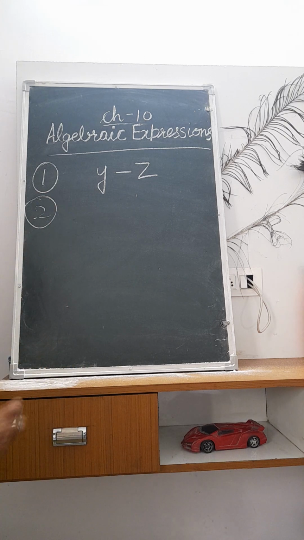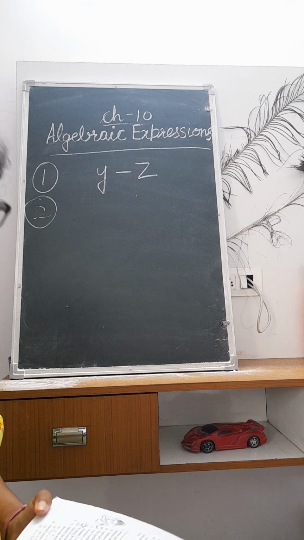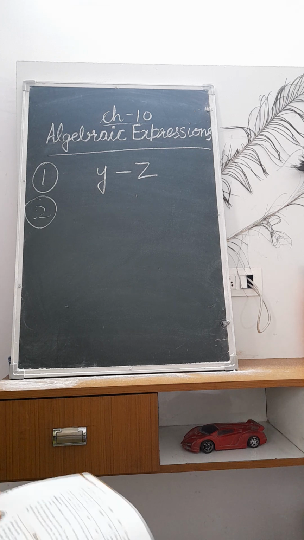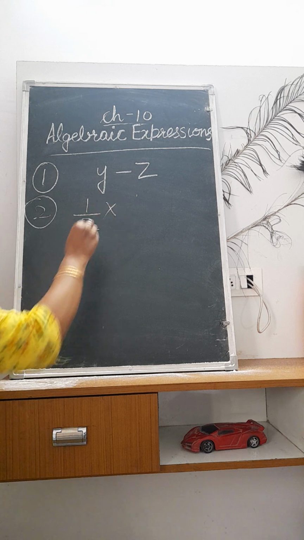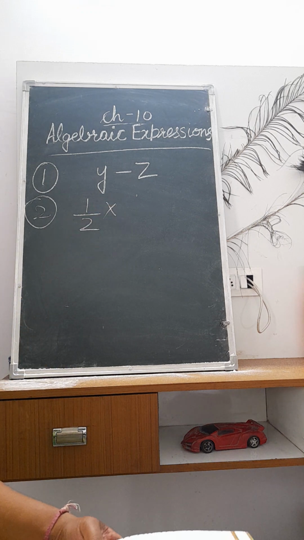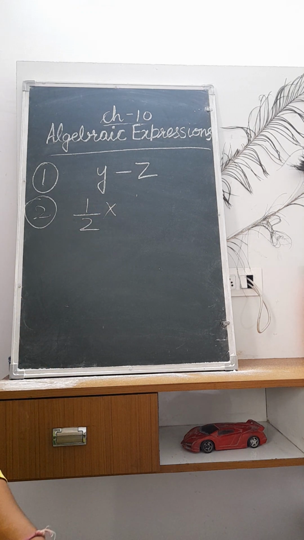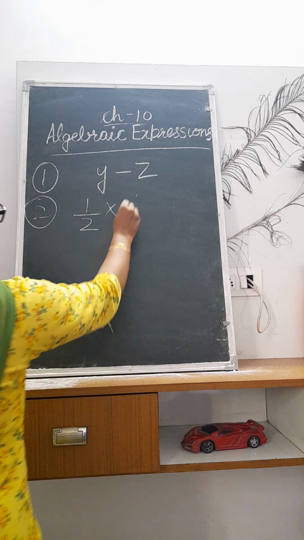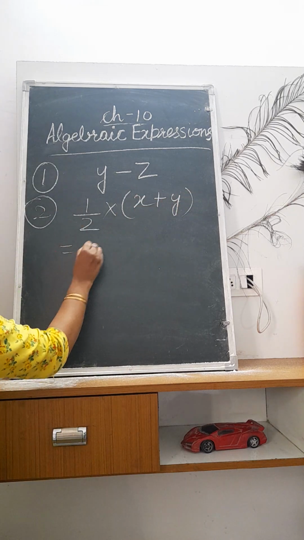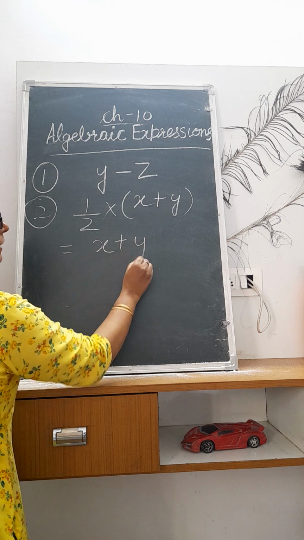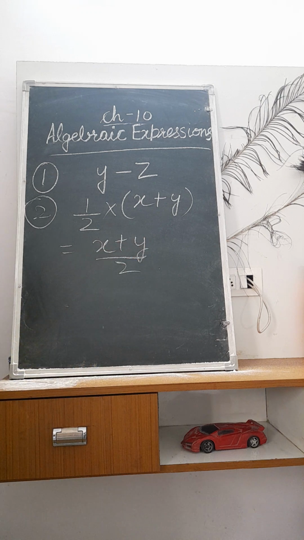Now the second sum. It is written: one-half of the sum of numbers x and y. One-half means 1 by 2, of means multiply, sum means plus, and the numbers are x and y. So we will write it as x plus y upon 2. This is an algebraic expression.